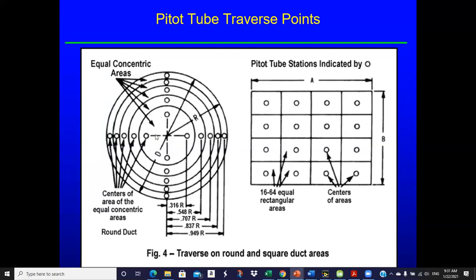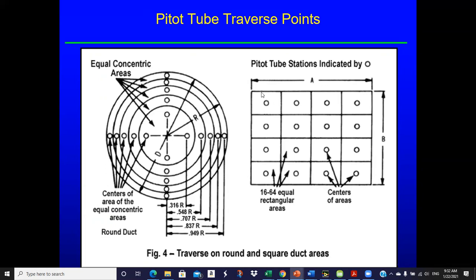Okay, and so what these different rings represent are equal concentric areas. And so if you respect these different radial spacings, then you can take these pressures and just average them all together because they represent the same flow area as you come across the cross section of the duct. That's how these different fractions of radiuses are calculated. So if it all represents the same area, then you just add them all together and take an arithmetic average. If you just jump around, then you're not going to get as accurate a result.